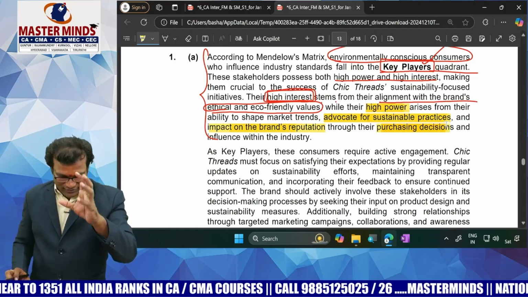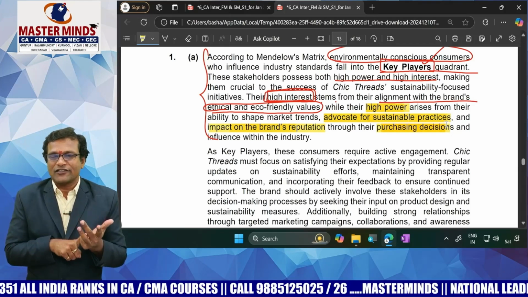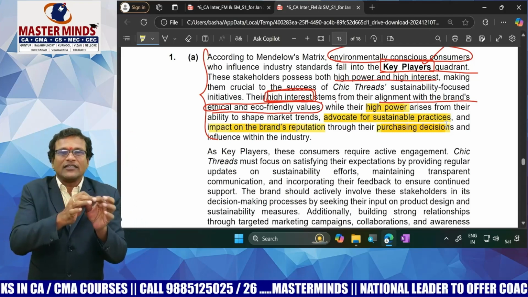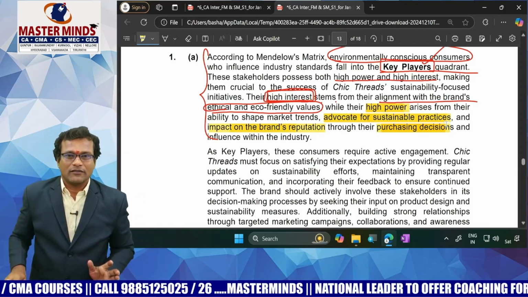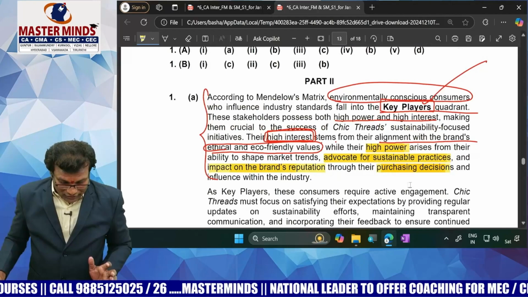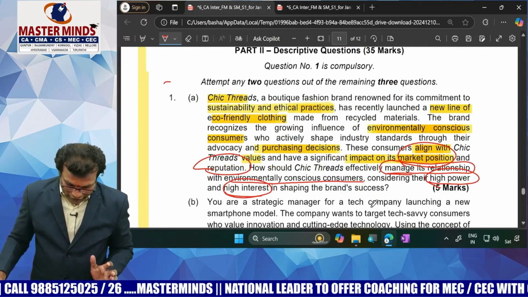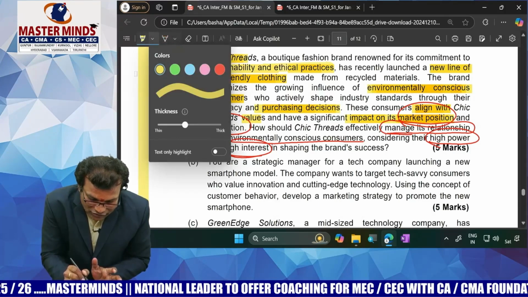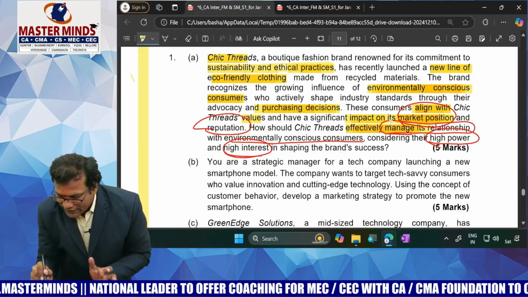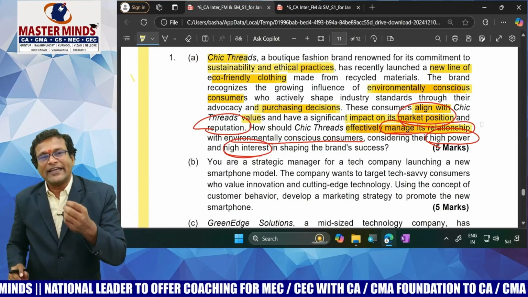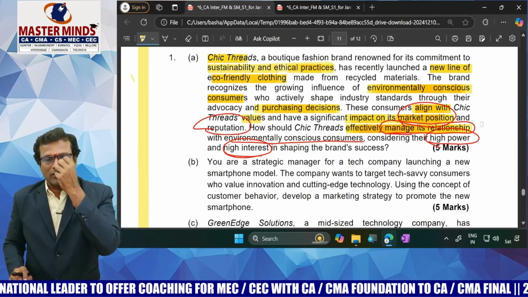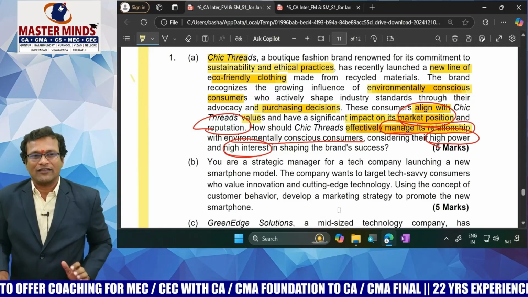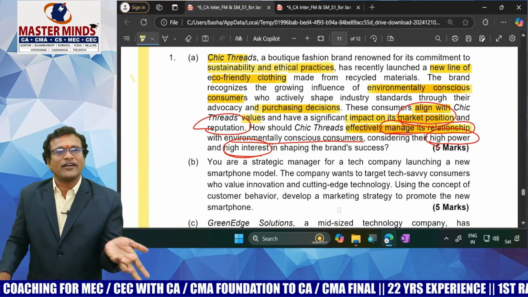Now look at the summary of the first paragraph. We have identified that these consumers belong to the key players quadrant. What are the two characteristics of key players? High power and high interest. Reason for high interest, reason for high power. Now the question literally talks about, look at the last line of the question. This is called how to interpret the question. How you have to manage the relationship with them. How to effectively maintain a successful relationship with these consumers, you have to explain now. In the first paragraph of the answer, the explanation was not given. We have identified which quadrant these consumers belong to under Mendelow's matrix.